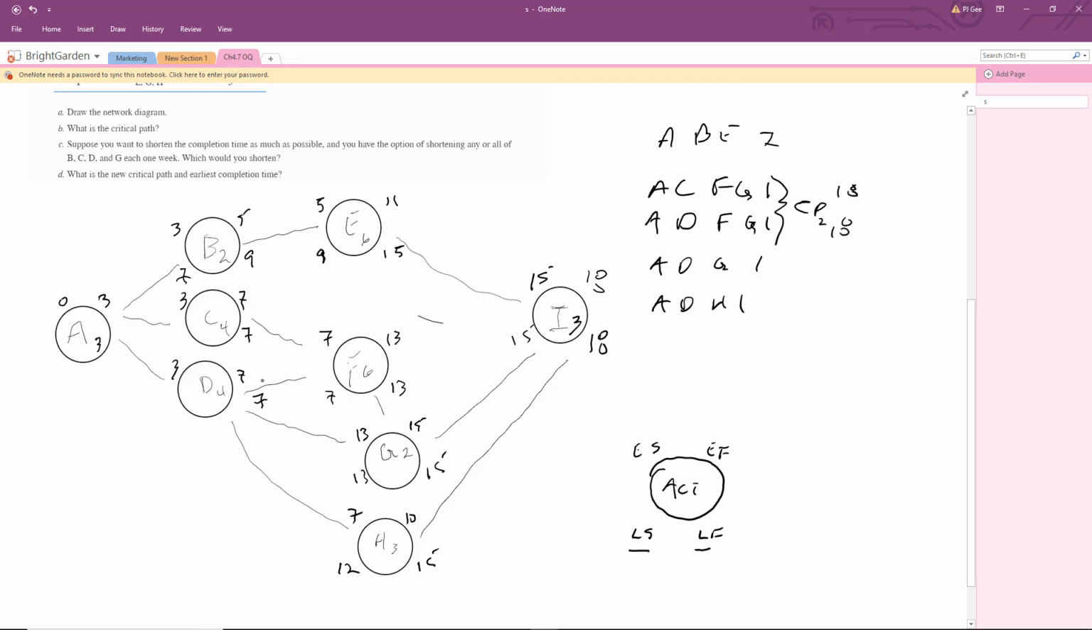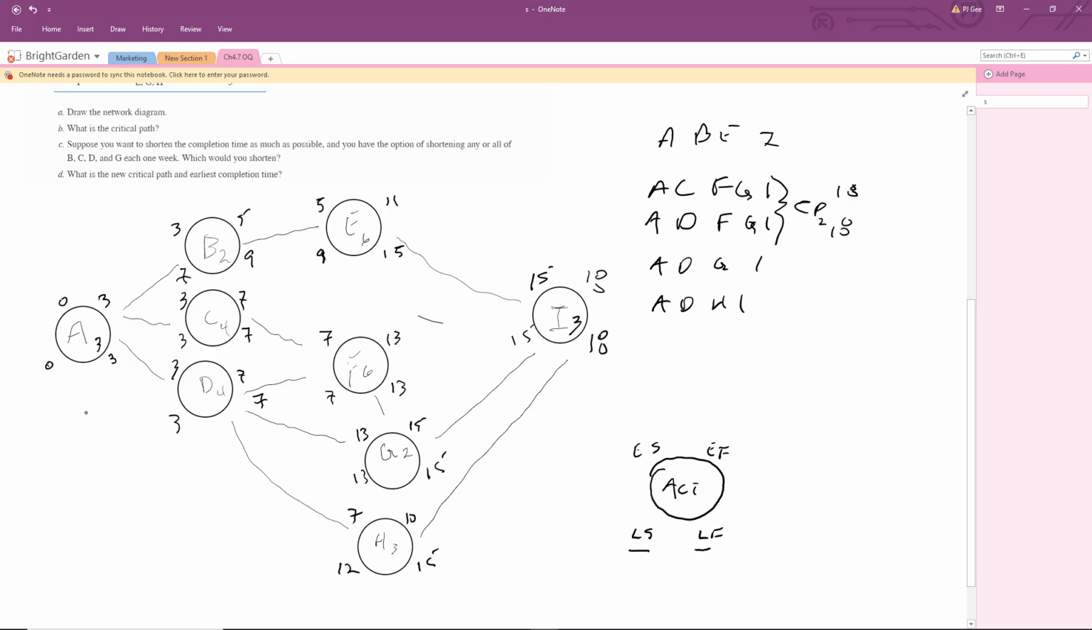And by our analysis, we had to finish C4, D4 by week 7. Let's work backwards from activity C. 7 minus 4 is 3. D, you get the same outcome here. 7 minus 4 is 3. We drop our 3. Now we're moving our late start to the late finish, and subtract 3 is 0. And that's how we finished the analysis going backwards for the late times.